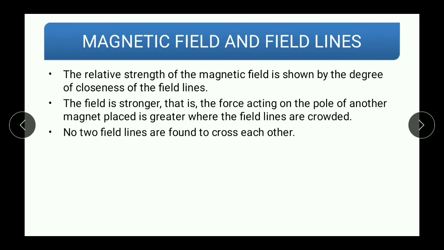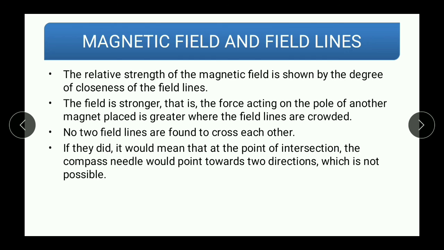The next point is that no two field lines are found to cross each other. You will never find field lines crossing or intersecting each other. That never happens. They might come close to each other, but they won't intersect. And with that we come to the last point, which says if they did, it would mean that at the point of intersection the compass needle would point towards two directions.